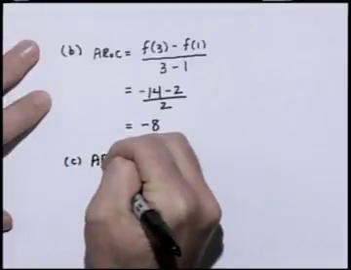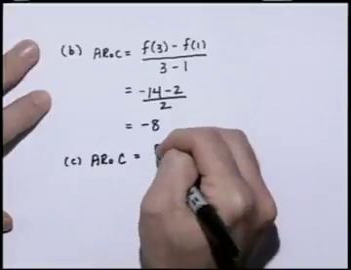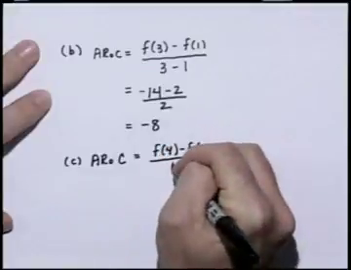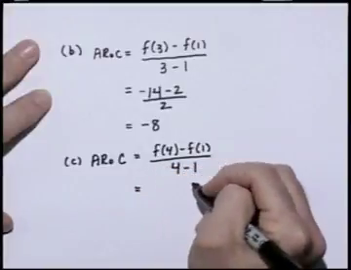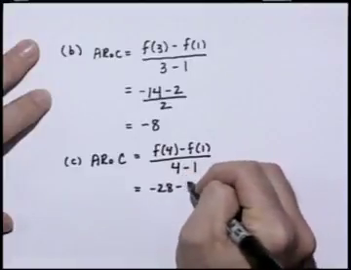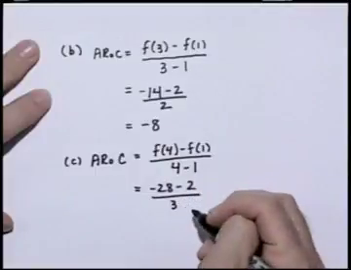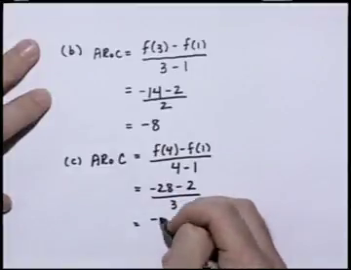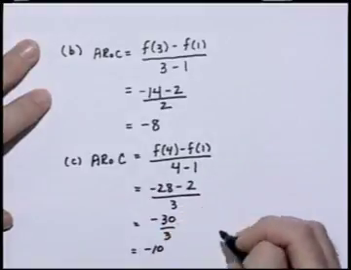Let's do one more. Suppose we want the average rate of change from 1 to 4. That means we want to know f of 4 minus f of 1 divided by 4 minus 1. F of 4 is negative 28. Minus f of 1 is 2, divided by 4 minus 1, or 3. So we get negative 30 divided by 3, which is negative 10.